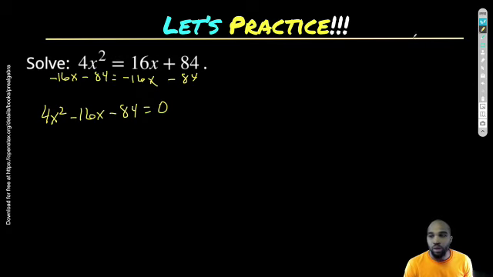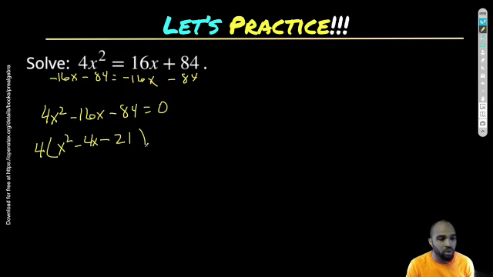All right, so now we start working. We need to factor these things, but first, is there a GCF I can take out, greatest common factor? And I believe there is. 4 can be taken out. So that leaves me x squared minus 4x minus 21 equals 0. And look at this, I have x squared minus 4x minus 21.